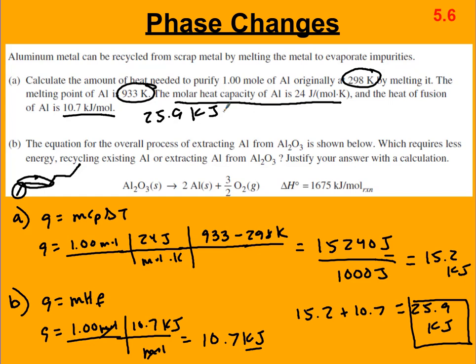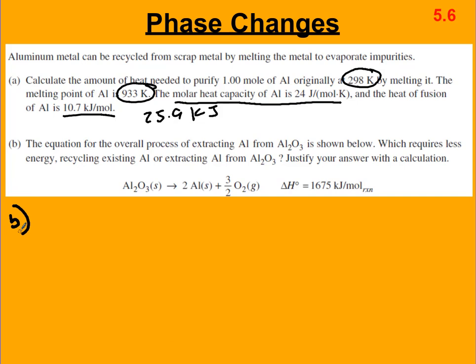So now go ahead and read B and see how much energy it would take to extract aluminum from that same amount, and see which one is greater, the recycling or extracting. So for part B, I have the same amount of aluminum because if I don't have the same amount of aluminum, then I can't compare.